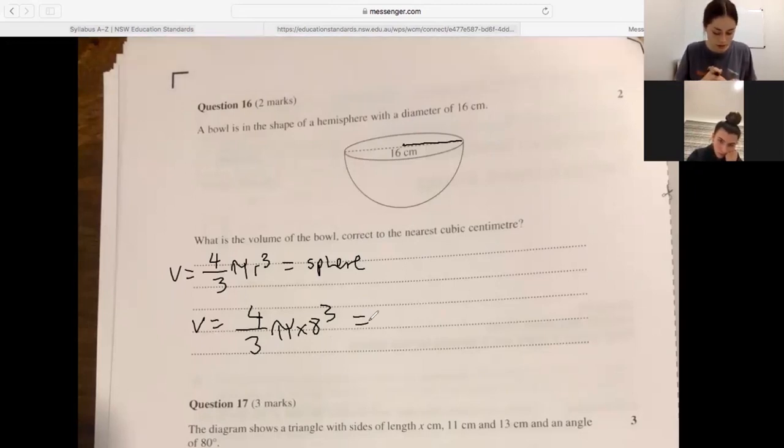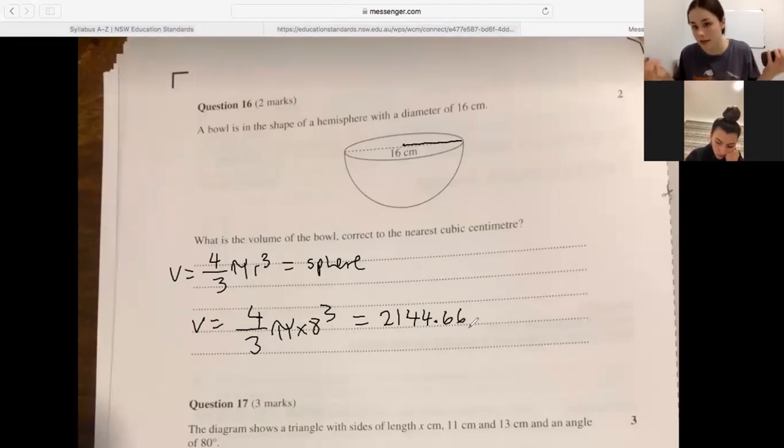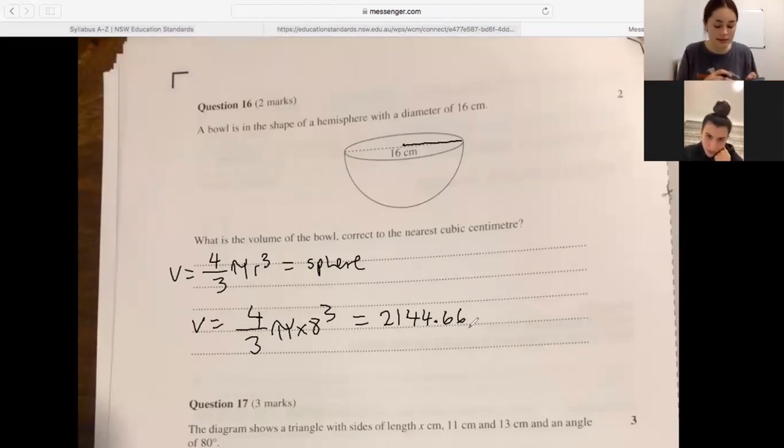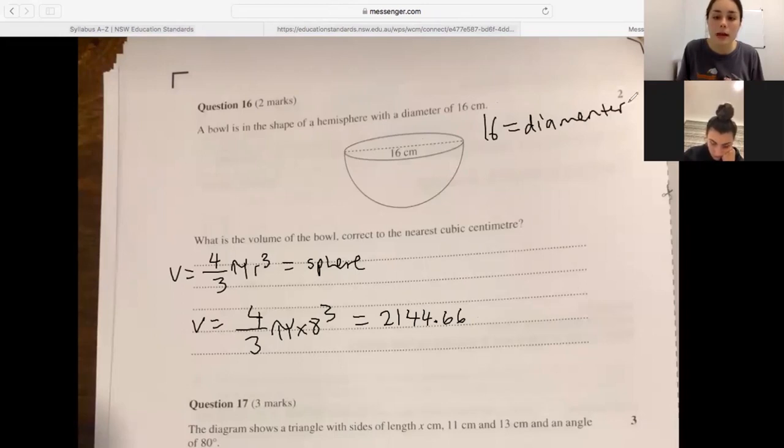And so we can just put that into our calculator. So 4/3 times pi times 8 cubed. Do we not put the 16 in anywhere? No, the 16 is just there to tell us what the radius is without directly telling us what the radius is. Does that make sense? It's just another tricky thing. Someone might come to this question and put 16 as the radius, but they have to know that 16 equals diameter, and radius equals half diameter.